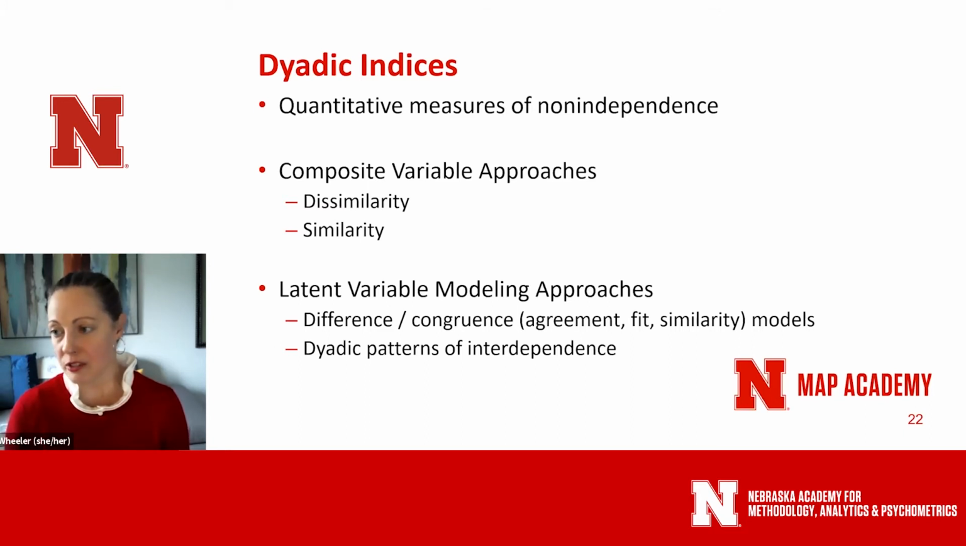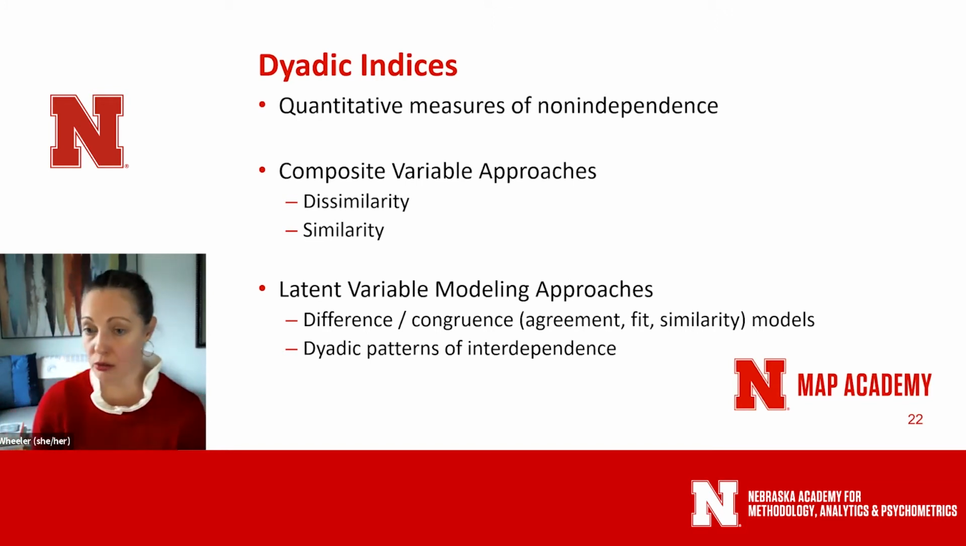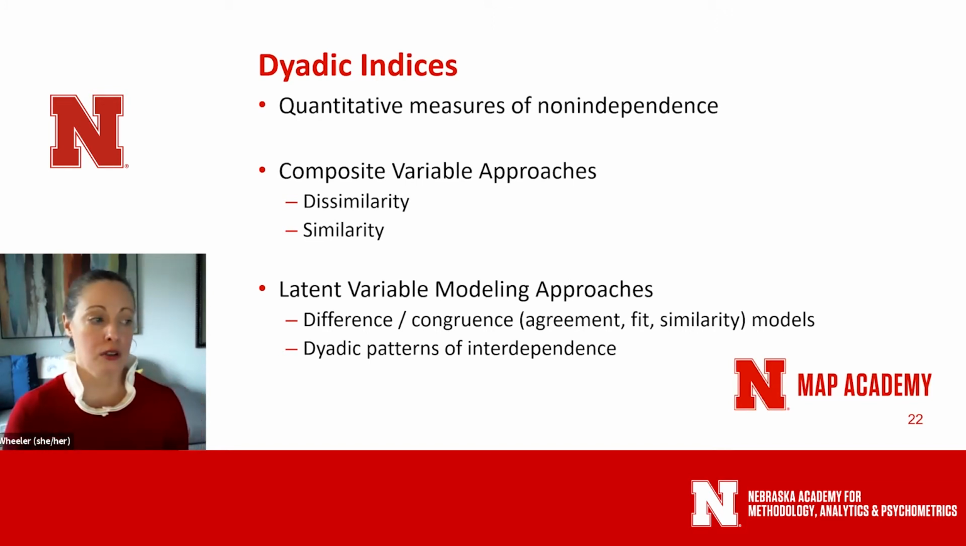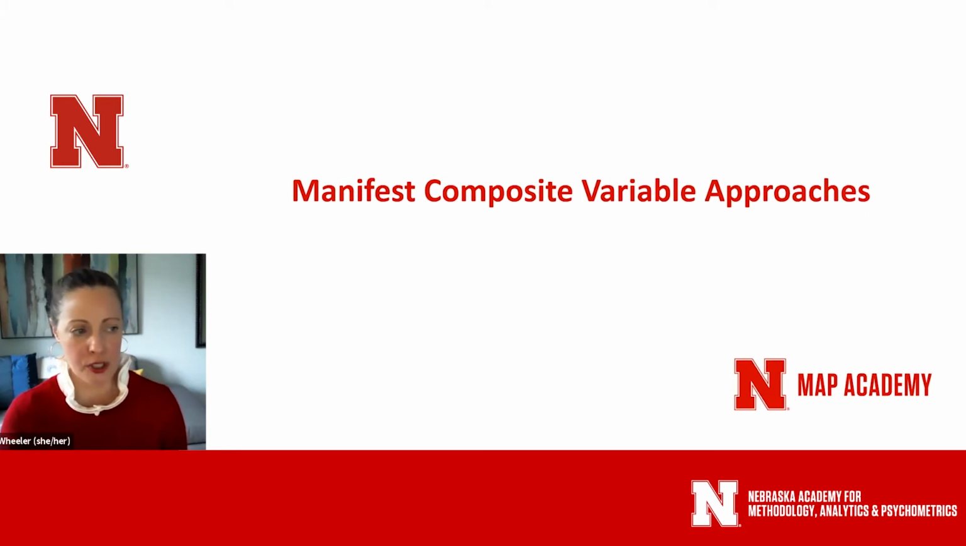So there are a number of different indices that you can produce in the context of dyadic data, including similarity and dissimilarity indices. You can also use different approaches to create these measures. So you can create manifest or composite variables. You can also use latent variable modeling approaches. I'll talk about all of these different types of indices. So first, let's start with manifest or composite variable approaches.